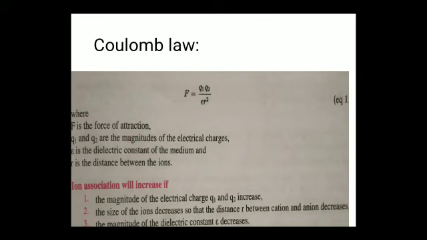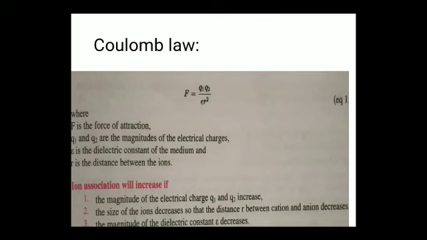Coulomb's law is expressed by the following equation: F = Q1 Q2 / (ε R²), where F is the force of attraction, Q1 and Q2 are the magnitudes of the electric charges, epsilon is the dielectric constant of the medium, and R is the distance between the ions.